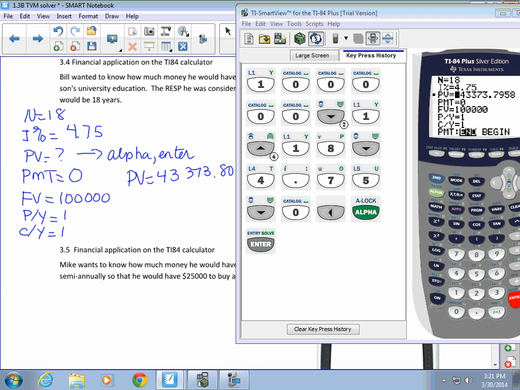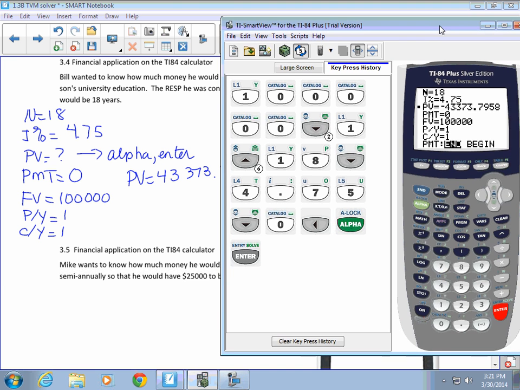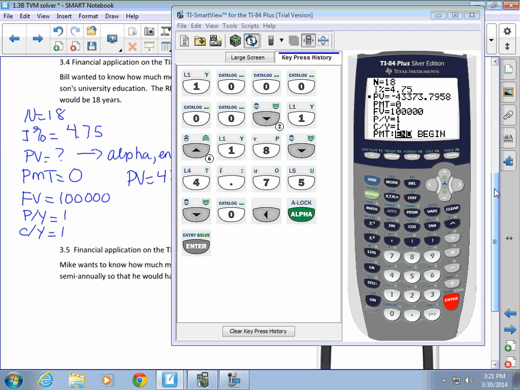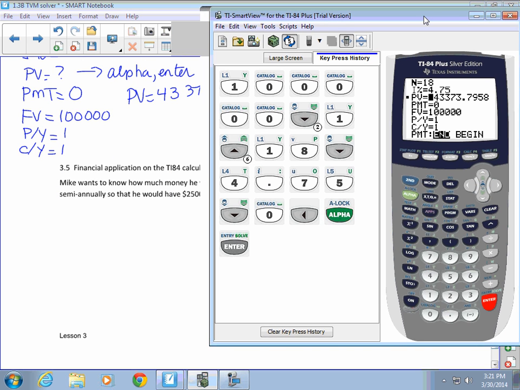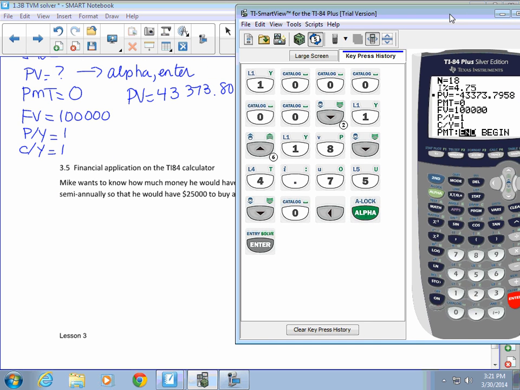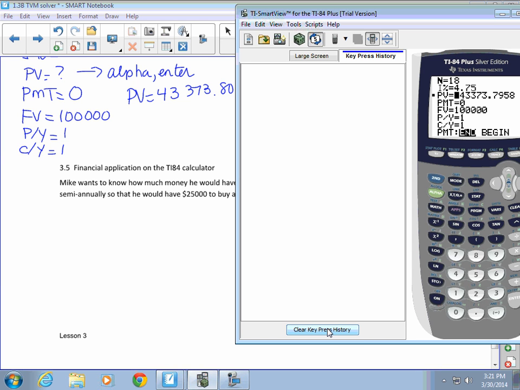Okay, the next question here says, Mike wants to know how much money he would have to invest in a CD that pays 2.75% annual interest compounded semi-annually so that he would have $25,000 to buy a new boat. So CD is just another type of investment.